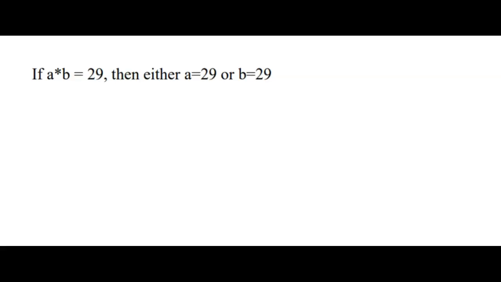What about this one? If a times b equals 29, does one of those numbers have to be 29? No, it doesn't work for other numbers. That's only true for 0. Why? A could be 14.5 and b could be 2. That's right, there are decimals in this world. This is not just whole numbers anymore for you guys.